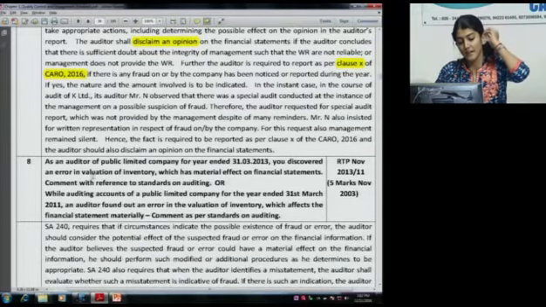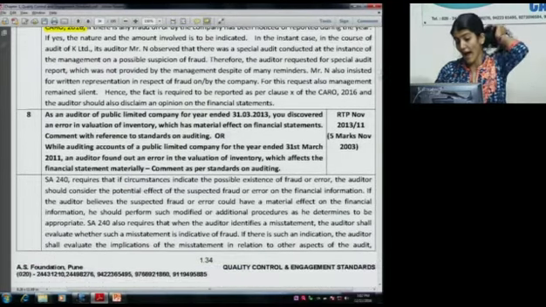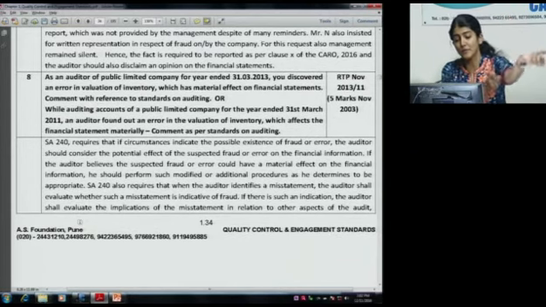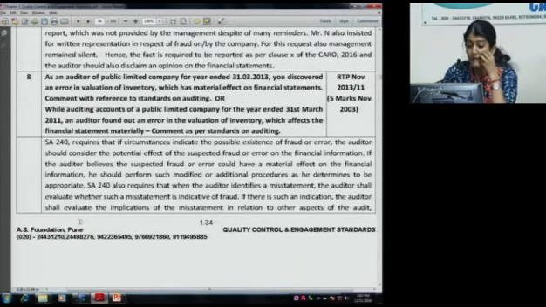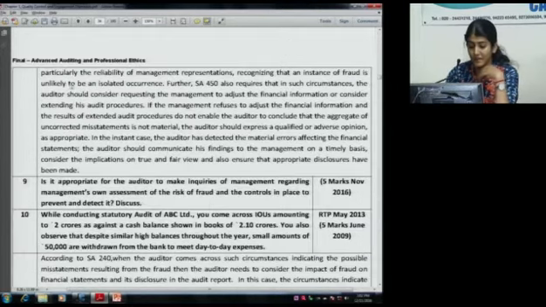Right, next after that, question number 8. As an auditor of a public limited company for 2013, you discovered an error in the valuation of inventory, which has a material effect on the financial statements. Comment with reference to SA. Now, actually, here it's clearly written error in valuation of inventory. But generally it says inventory valuation error, meaning it has to be a fraud. Right, and that is why, because see, nowhere in the question is it given with reference to SA 240. But in the answer what are they expecting?